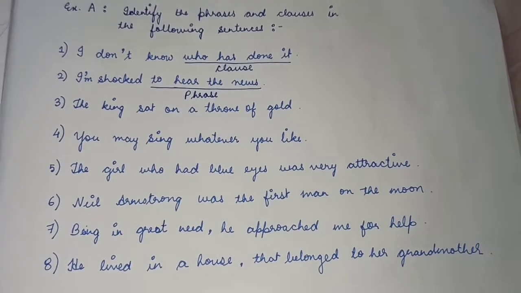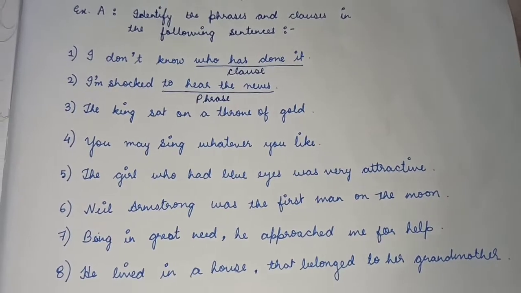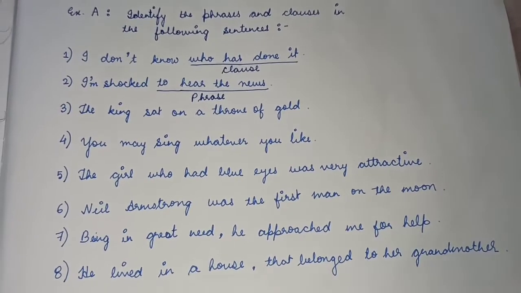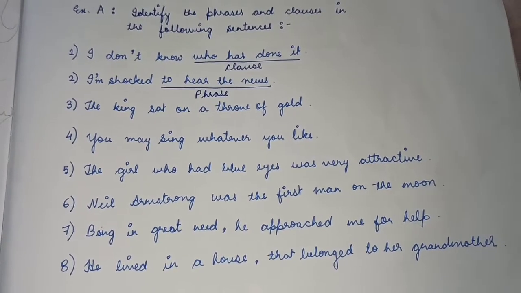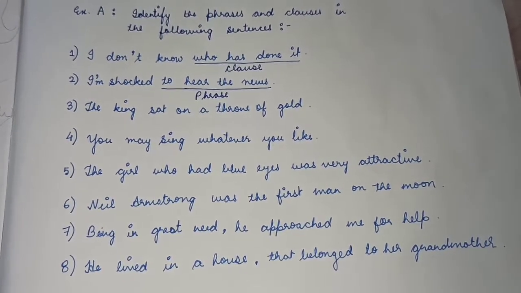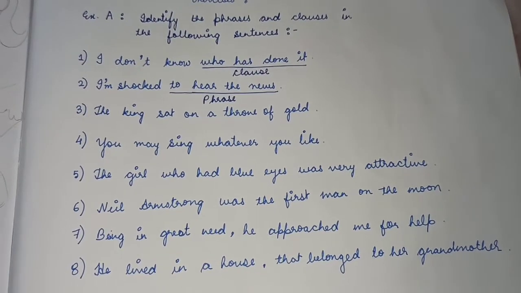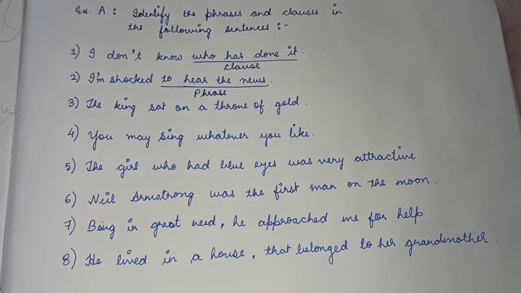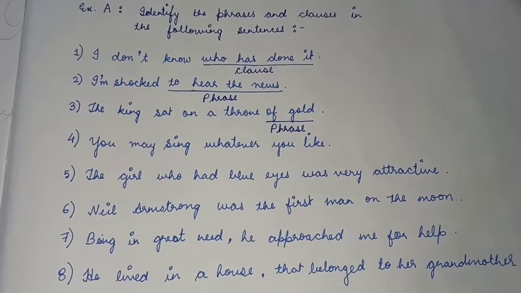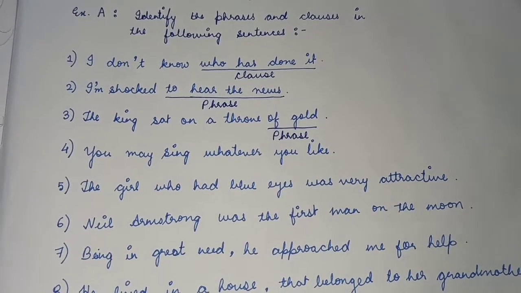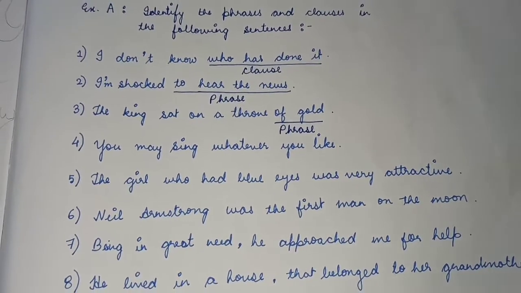It is a phrase because it does not have a subject, a verb, and does not convey a complete thought. The king sat on a throne of gold. In this statement, once again, we have a phrase, that is of gold. It is a phrase because it does not make any sense on its own.